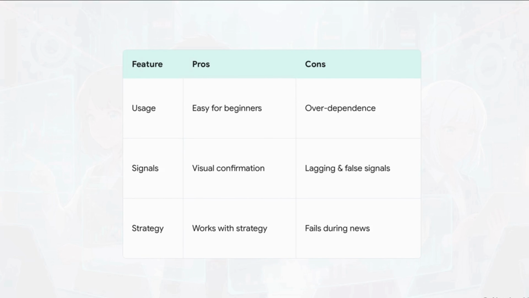But hey, the cons are equally real. Indicators are, by their very nature, lagging because they're built on past price data. They can absolutely generate false signals during volatile news events, and worst of all, they can cause a really dangerous overdependence. Never ever forget, price action and market structure must always come first. The indicator is just there to confirm what the price is already telling you.